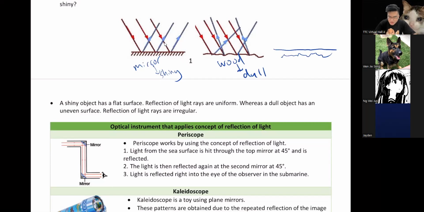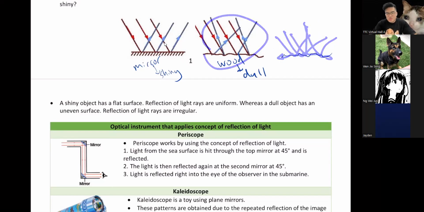Why? Because now the water is uniform. The water acts like a mirror on top of the wood. That's why you have equal bouncing of light. So now this thing becomes shiny. But when the water dries up, it's back to the dull surface again. You see now the light simply bounces off again like this. So you will see a dull surface again.